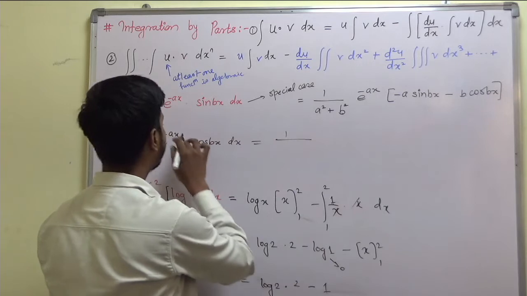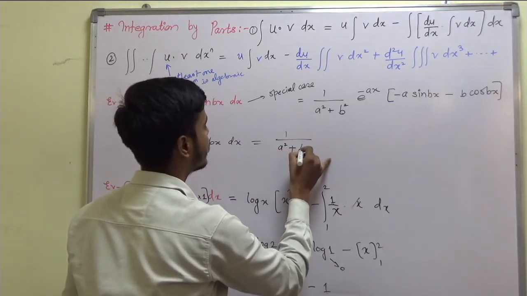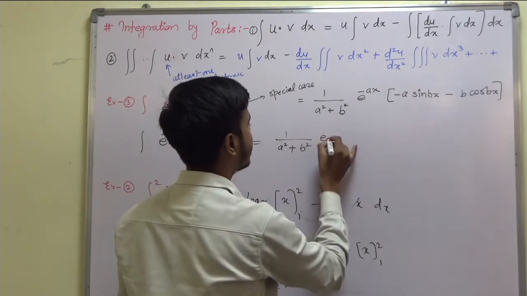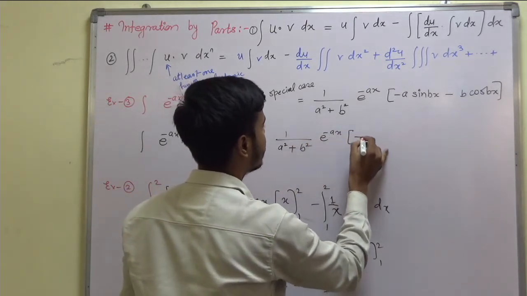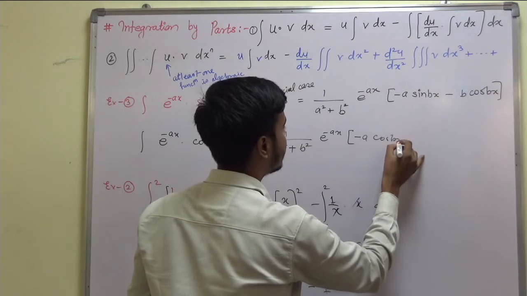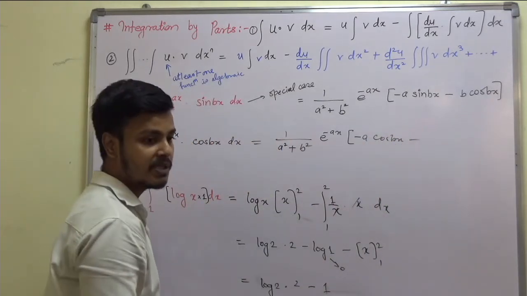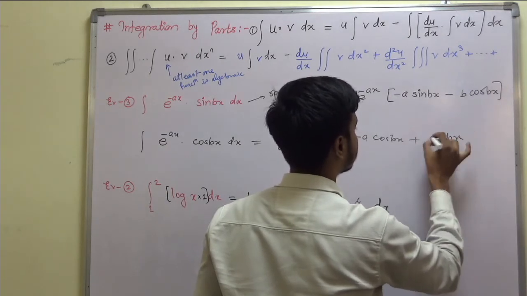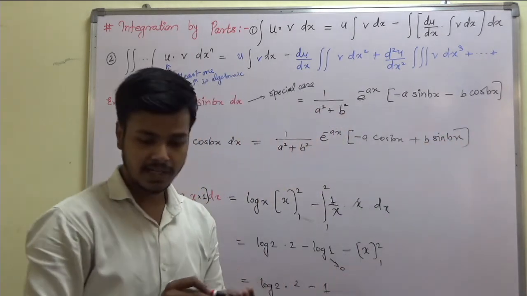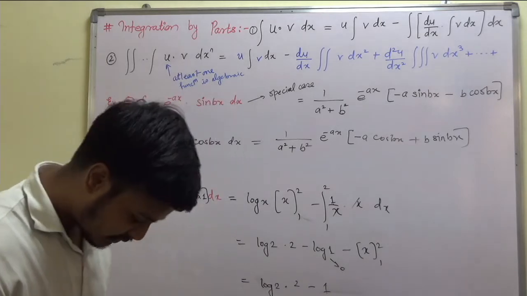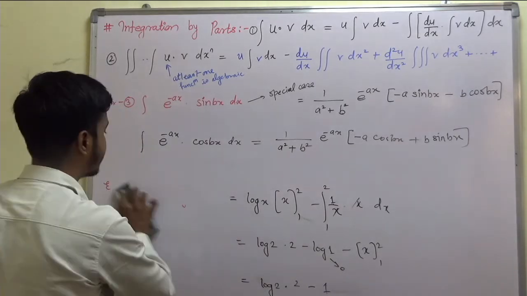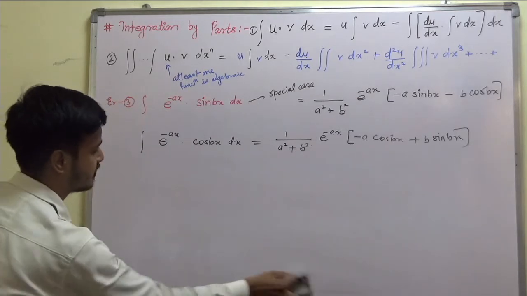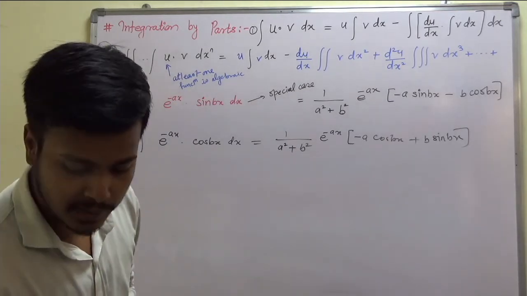So this is 1 upon the coefficient of x square, a square plus b square, e to the power minus ax, then minus a cos bx minus, what is the derivative of cos bx? Minus sine. So this becomes plus sine bx into b. Okay, so we have this. Now we can solve this problem. So let us solve this problem.